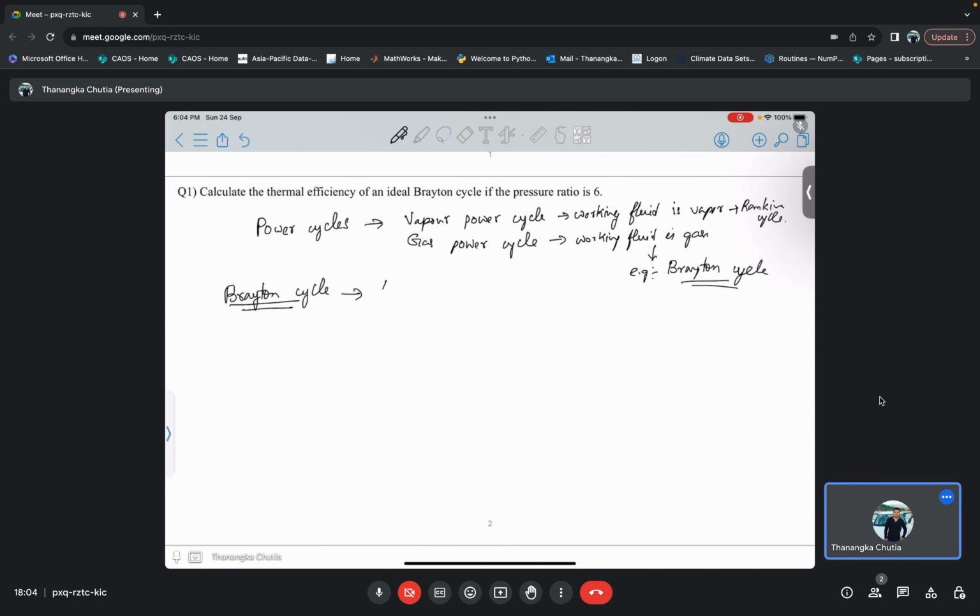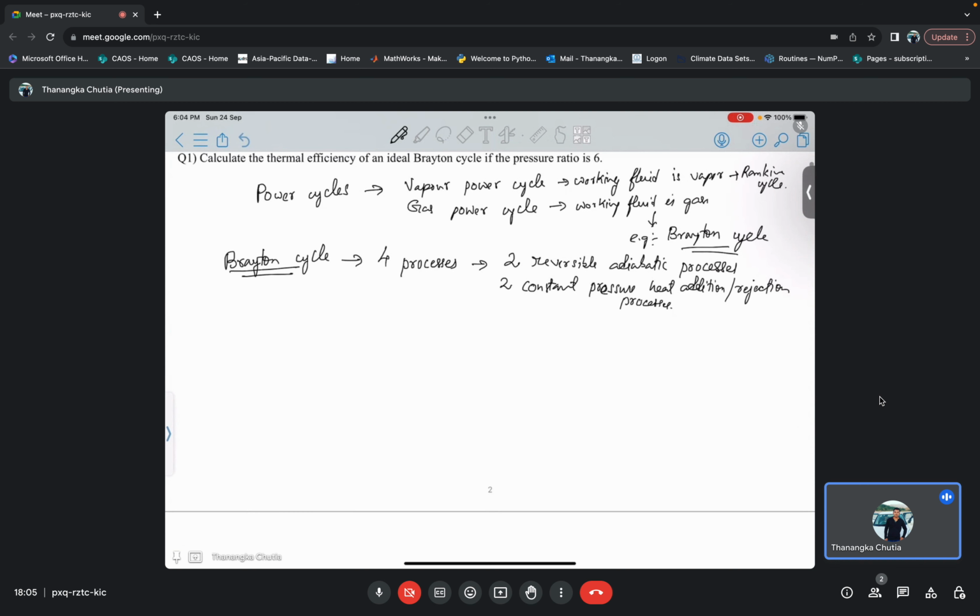The Brayton cycle consists of 4 processes: 2 reversible adiabatic processes, and 2 constant pressure heat addition or rejection processes. In order to understand it more clearly, let us look at the TS diagram.